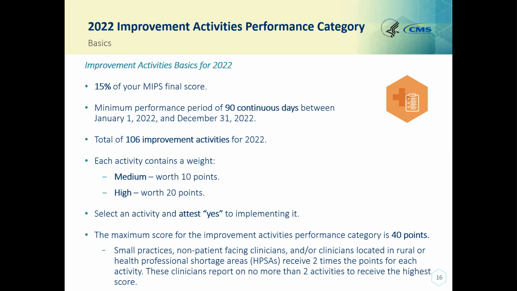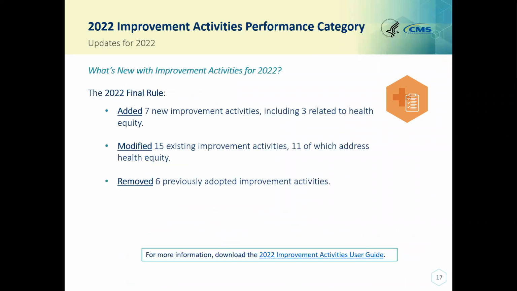A clinician may gain a maximum score of 40 points, which may consist of either medium weighted activities that are worth 10 points or high weighted activities that are worth 20 points. So any combination of these you can use to reach the 40 points. In order to receive credit for completion of an activity, the clinician would need to attest to the activity during our data submission period. We do request that clinicians maintain their supporting documentation for activities attested to for at least 6 years in case of an audit. Next slide, please.